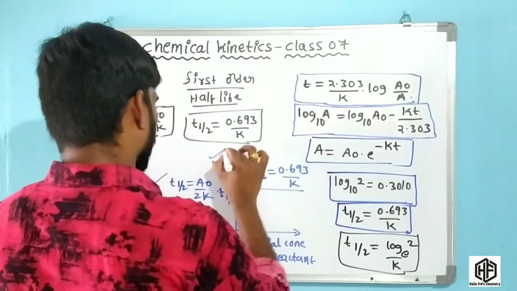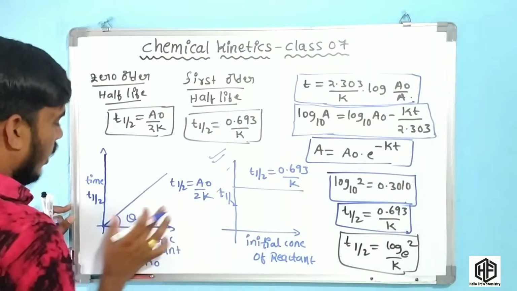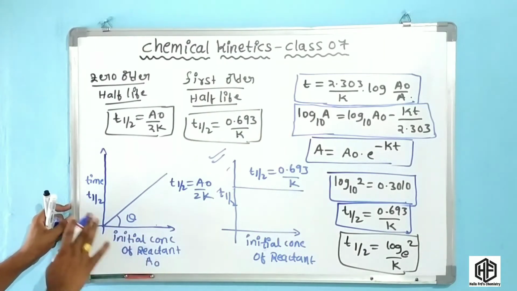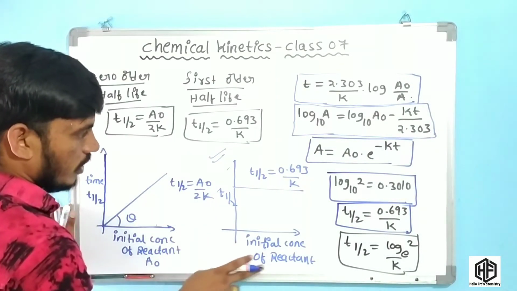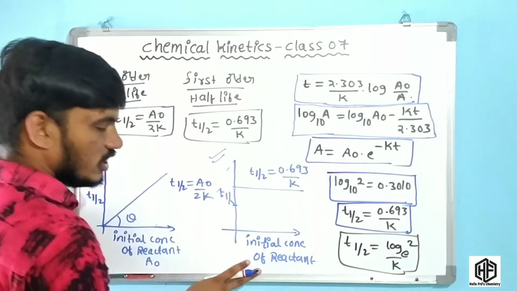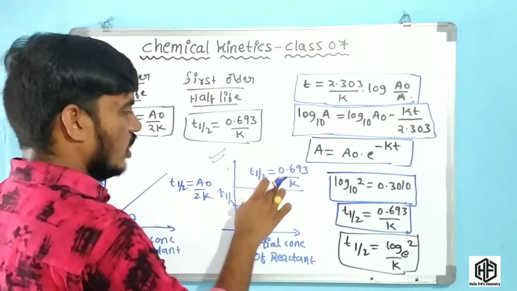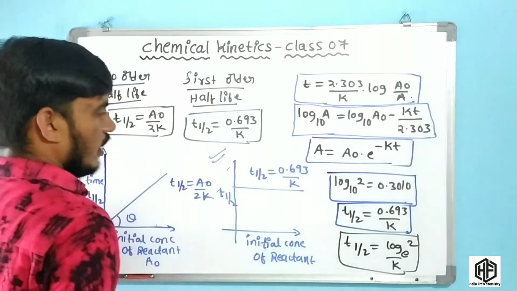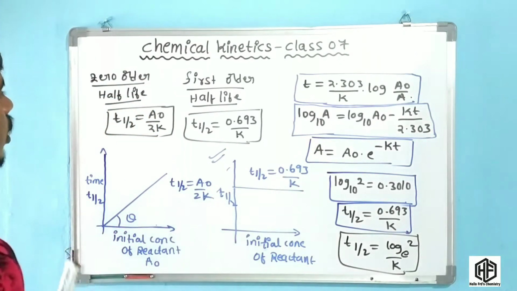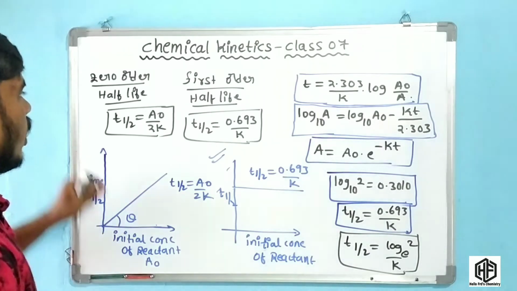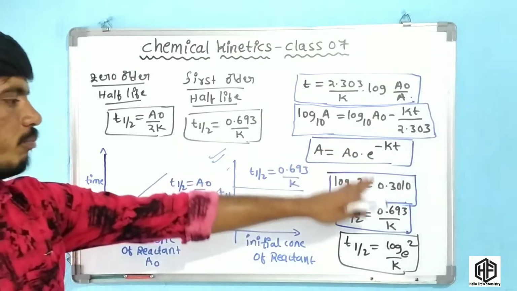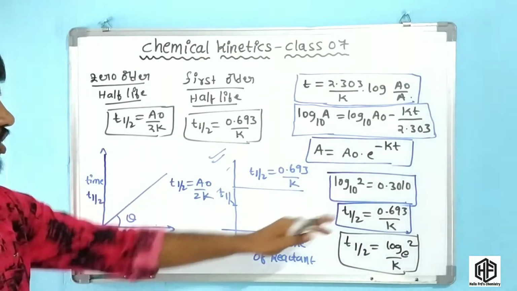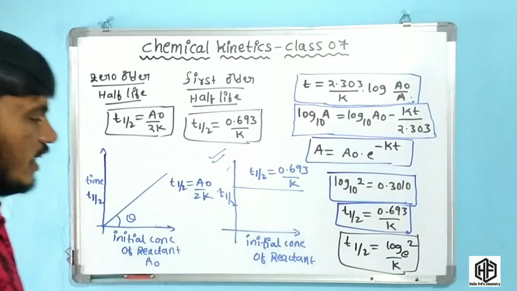This is very important, friends. For a zero order reaction, t half depends upon the initial concentration, and for a first order reaction it cannot depend upon the initial concentration. It means this value is constant, 0.693 by K. This is all clear, friends. This is the graph representation of the zero order half-life and first order half-life. These are the important formulas present in the first order reaction.